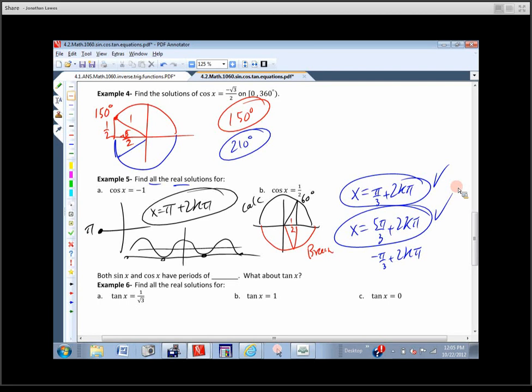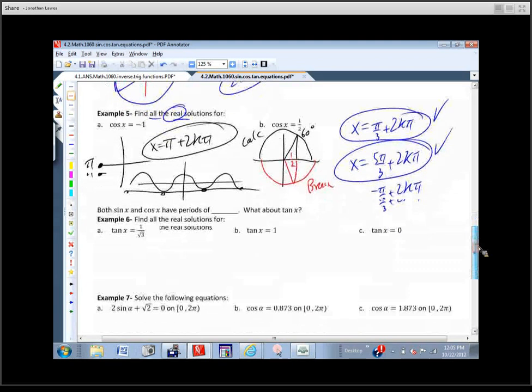Did you have a question? Yeah, could you use degrees instead of plus 2k? On this problem, can you use degrees? No, because it said real. Whenever it says real numbers, you want to answer in radians, okay? All right, any questions? Easy enough?